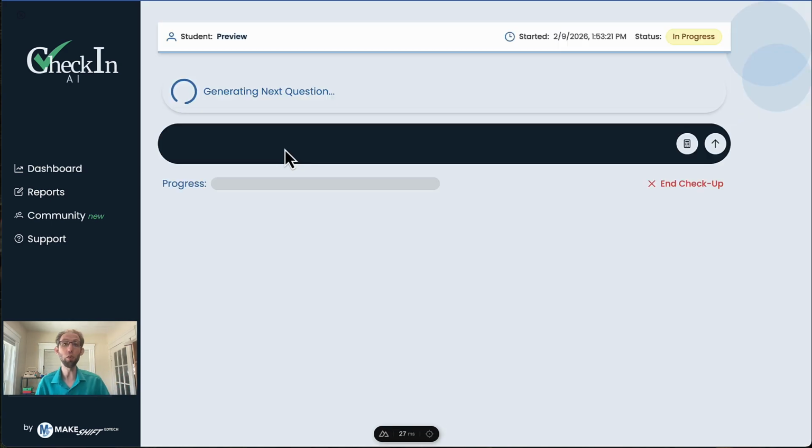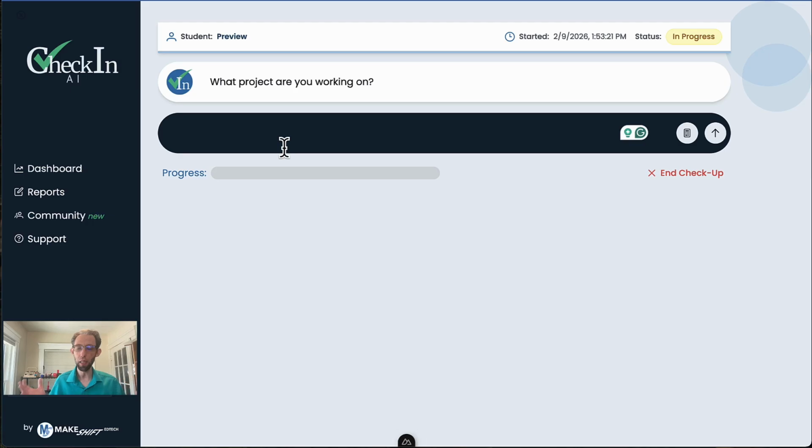So here's the student side, and it starts with that first guiding question. What project are you working on? The science project, of course.